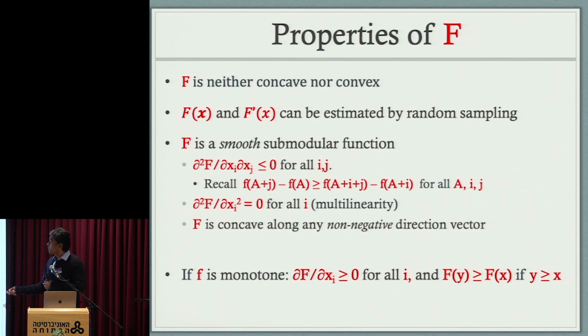It satisfies the property that the second partial derivatives are less than or equal to 0, for every xi and xj. And why? What is the intuition for this?